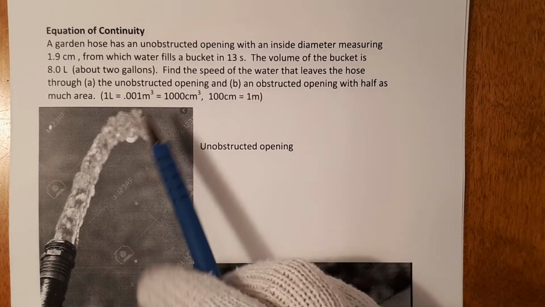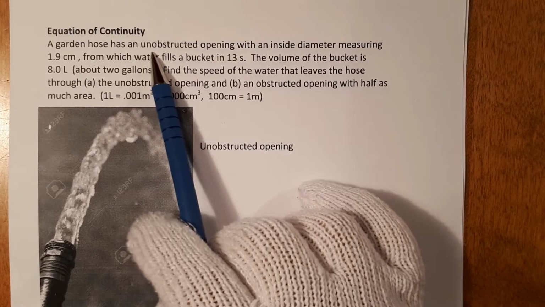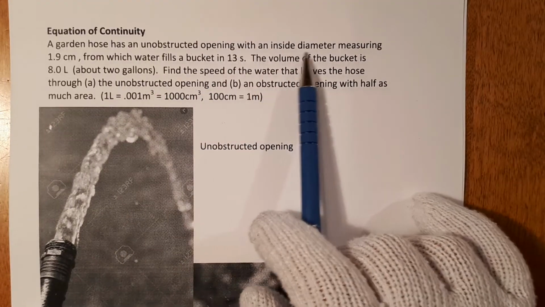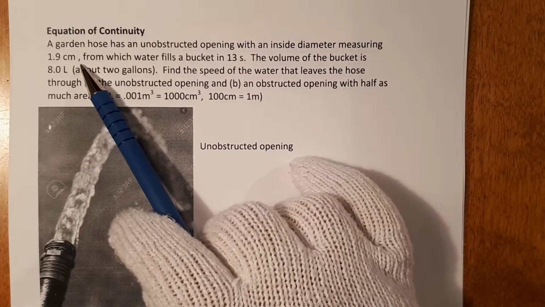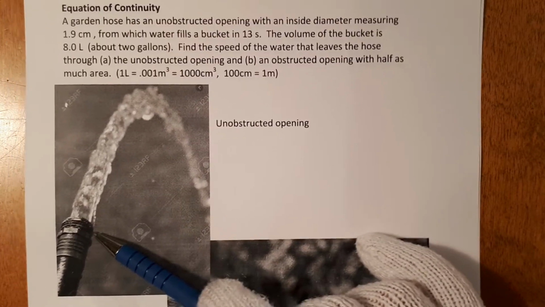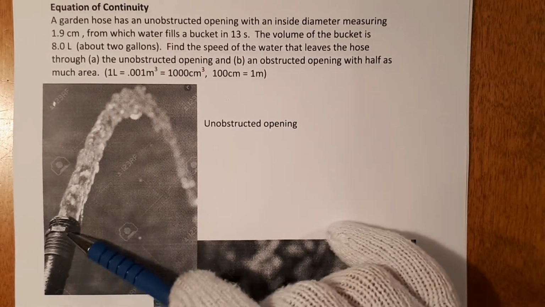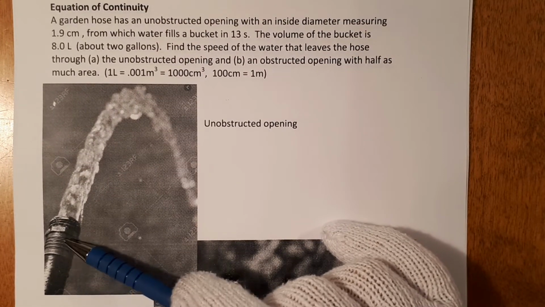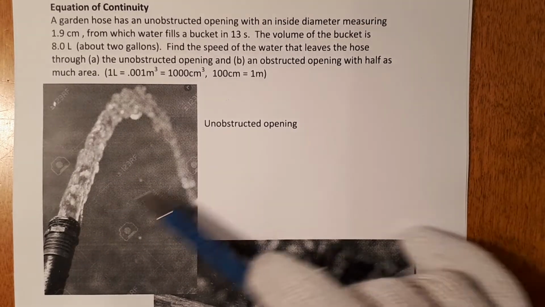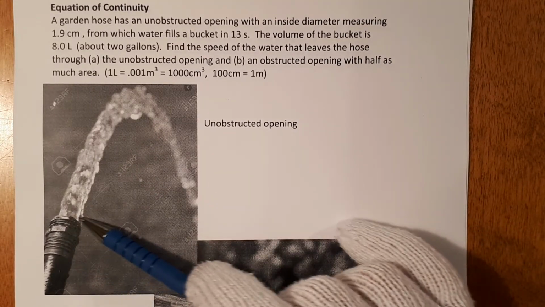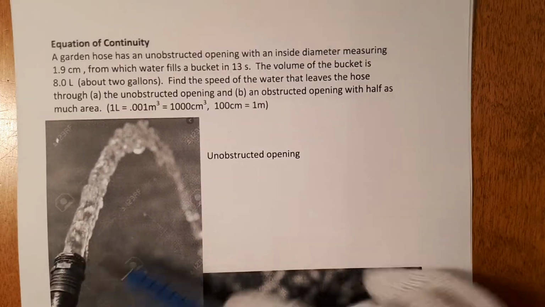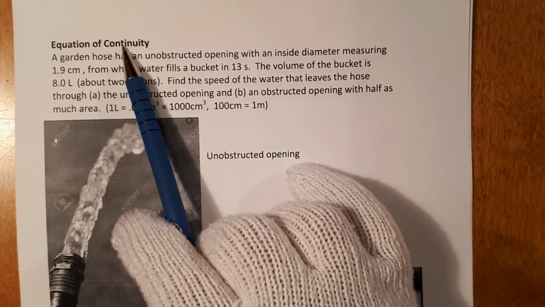In this word problem, we have a garden hose and it has an unobstructed opening with an inside diameter measuring 1.9 centimeters, much like you see right here in this picture. And here's a garden hose. It's filled with water and the water is flowing out. And this flow that you see here exiting the garden hose follows the equations of continuity.